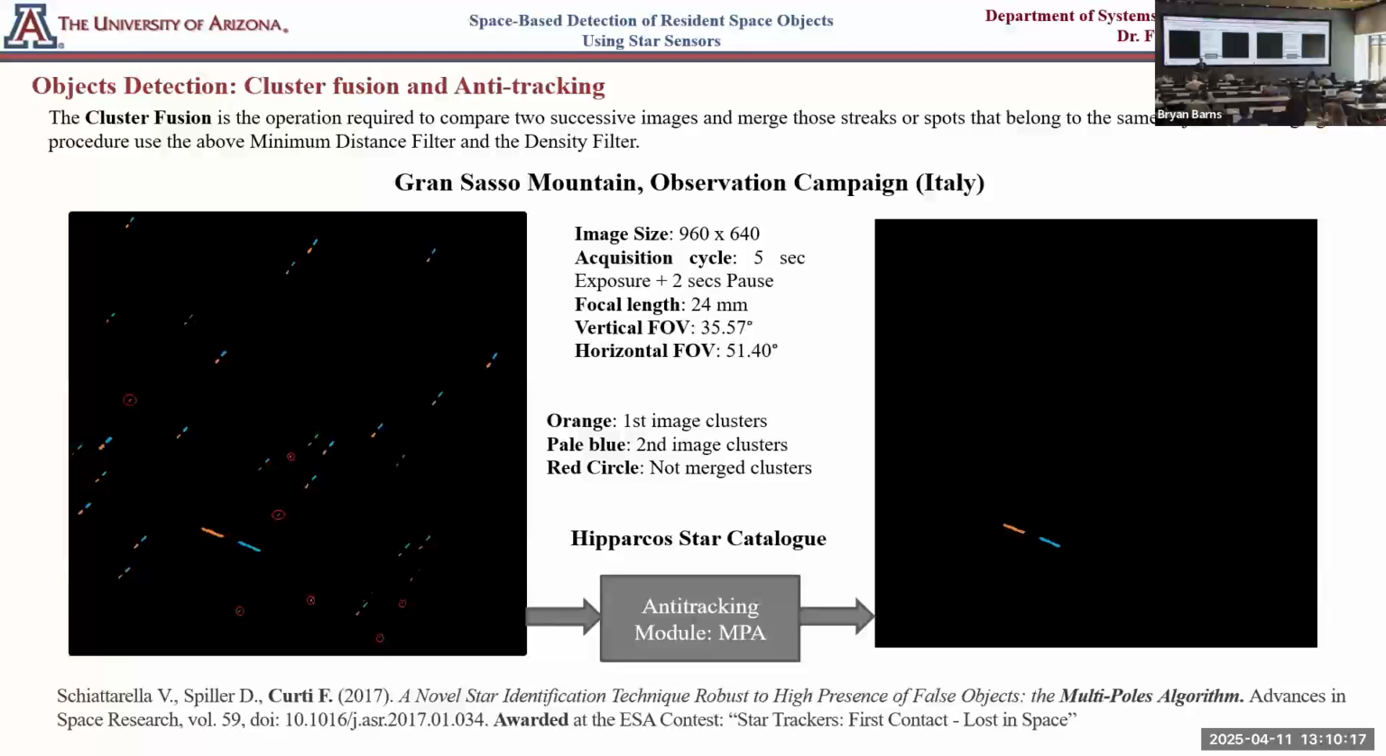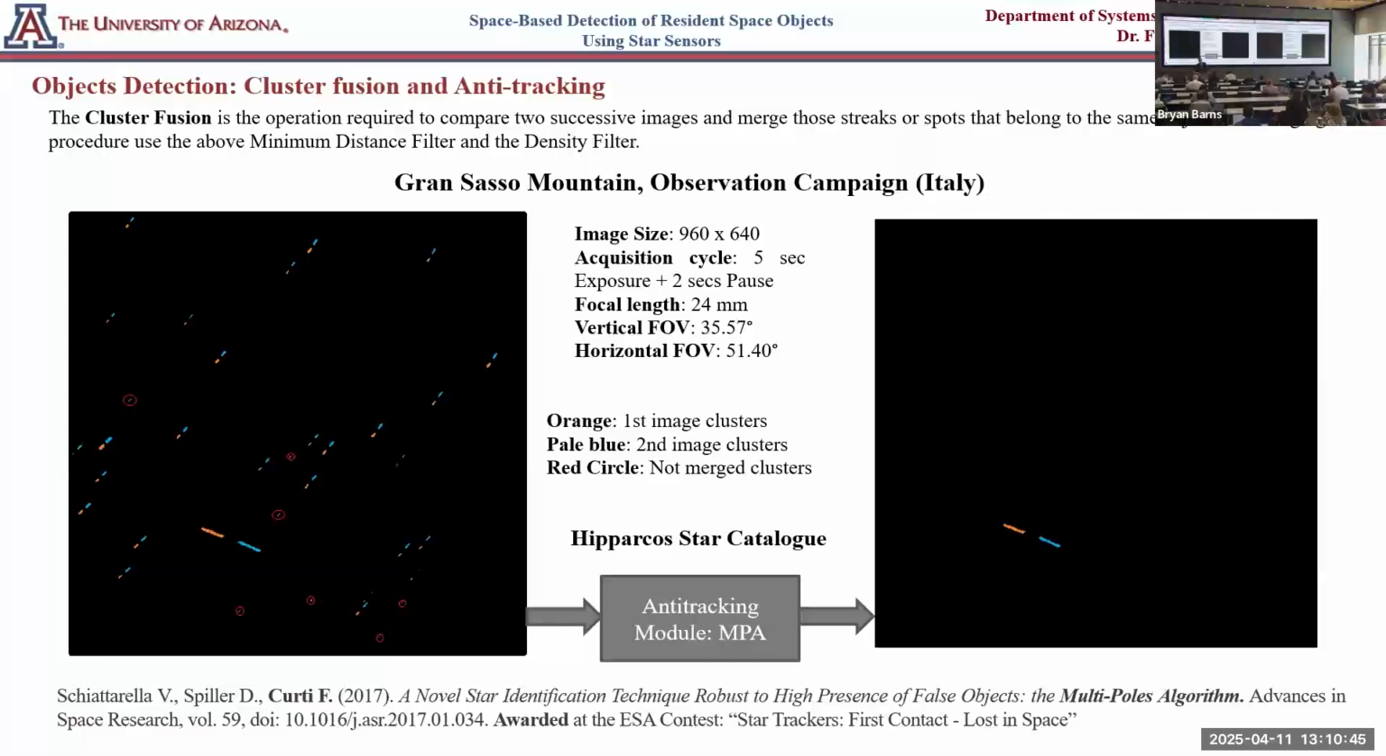Okay, I just want to show you this. This was a real test that we did in Italy. On the left are two images overlapped. In here, we didn't use a star sensor. We used just a camera. And even the acquisition time cycle is 5 seconds, but usually in a star sensor, we have 0.1, 0.2 seconds.